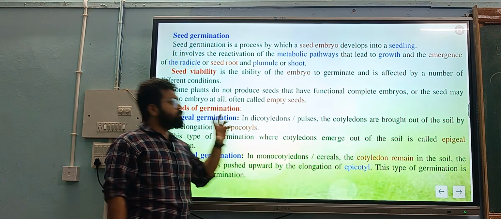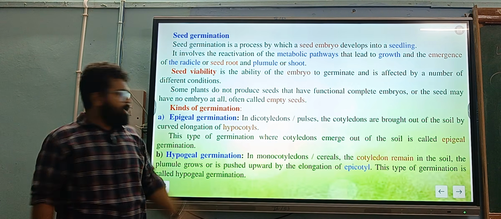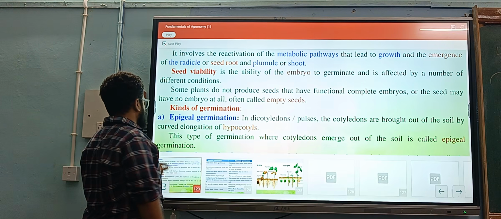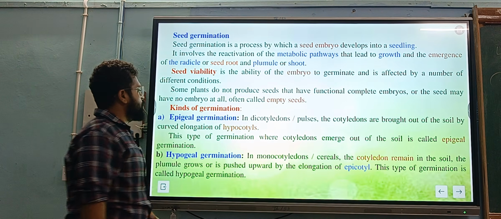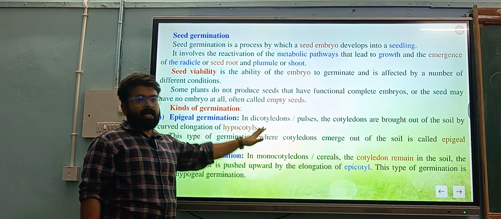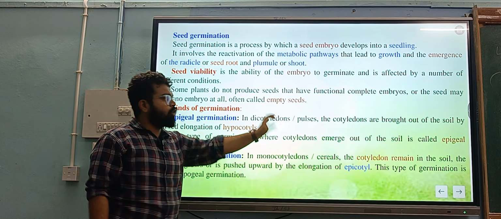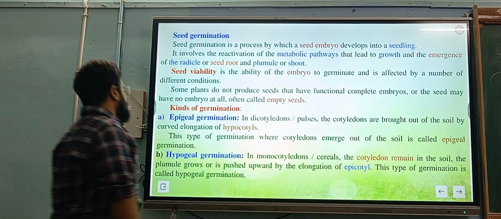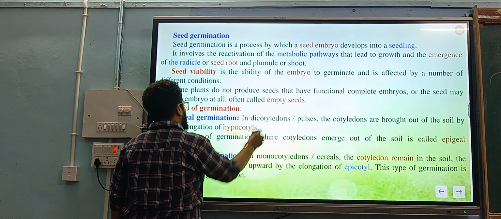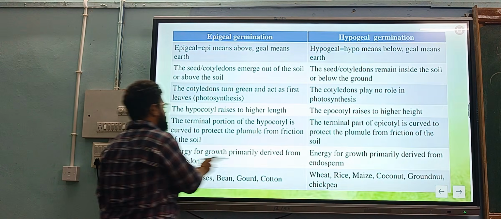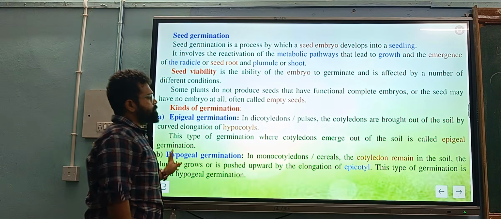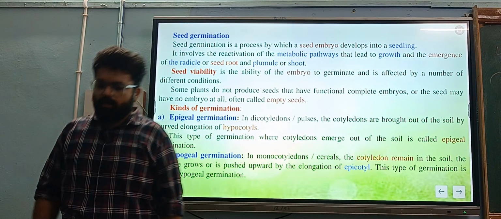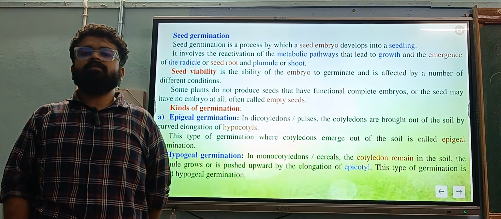Then we have two kinds of germination, the epigeal germination and the hypogeal germination. Very important from the exam point of view. Epigeal germination: in dicots or in pulses, the cotyledons are brought out of the soil by elongation of the hypocotyl, and this type of germination where the cotyledon emerges out from the seed, we call epigeal germination.